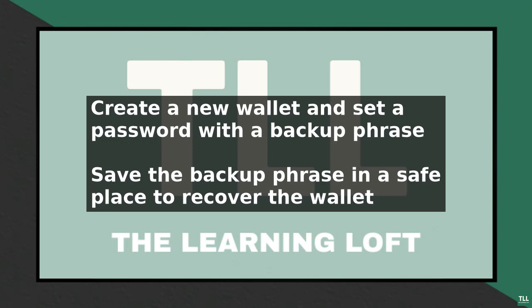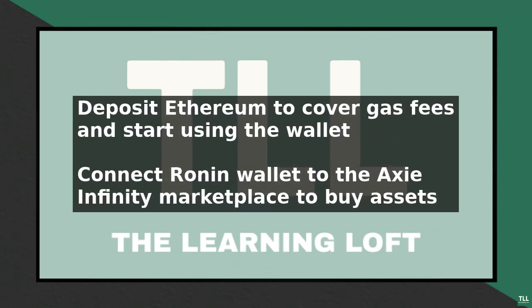After depositing Ethereum, you can start buying Axies or other digital assets. To do this, go to the Axie Infinity Marketplace and connect your Ronin wallet. You can then browse the marketplace and purchase the Axies you want.